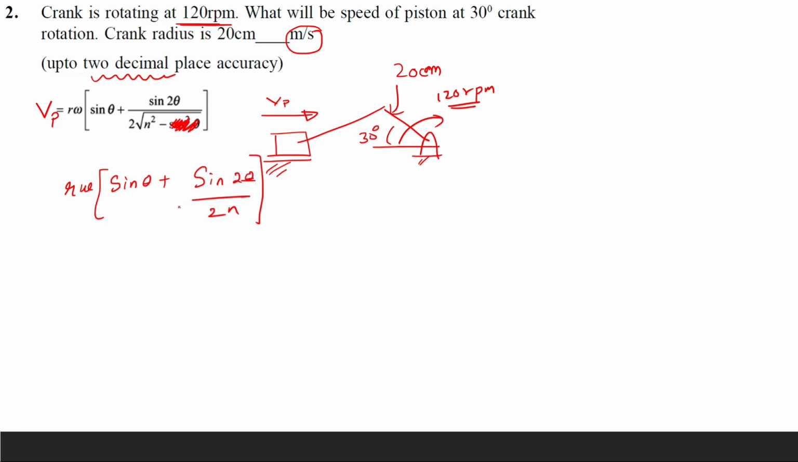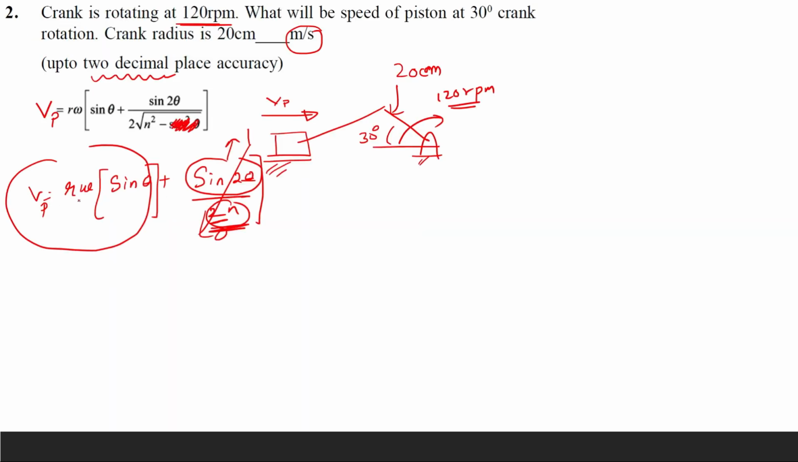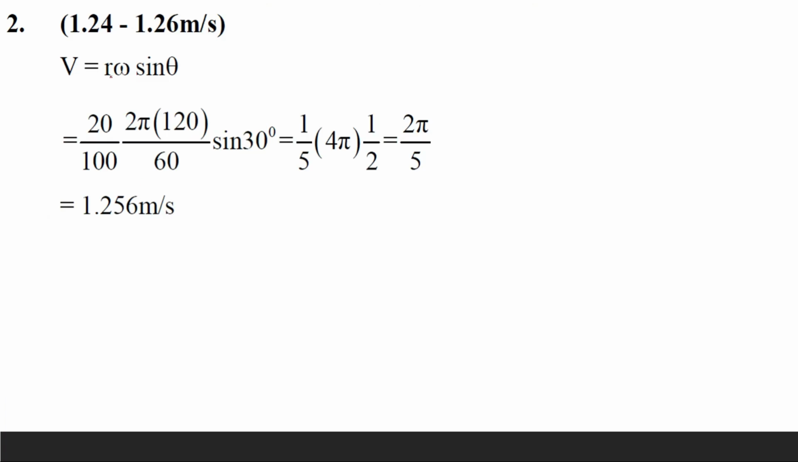This is the relation. Now again the maximum value of sin 2 theta can be 1, and here the value of n is very much greater than 1, and multiplied by 2 it is even more. So if the denominator is very large compared to the numerator, you can neglect this quantity also. So this can be the final relation for the velocity of the piston, if n is not given: r omega sin theta. So here you can see r omega sin theta. Omega is the angular velocity of the crank, which can be directly calculated as 2 pi N by 60.